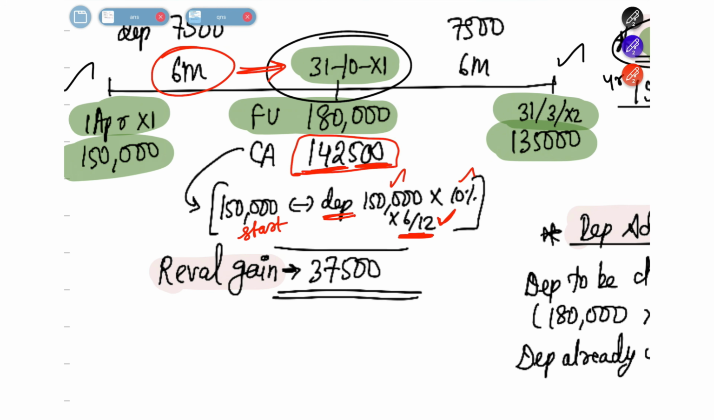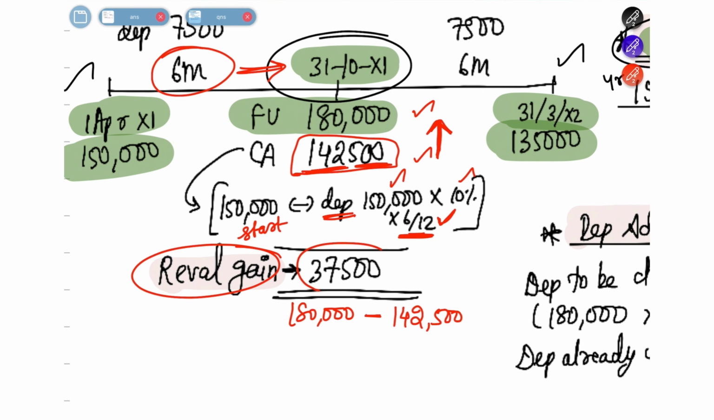Your carrying amount is 1,42,500, but your fair value is 1,80,000, which means it is more than your carrying value. So if your fair value is more than your carrying value, it is going to result in a revaluation gain. So how much is the revaluation gain? 1,80,000 is your fair value, 1,42,500 is your carrying value, which means 37,500 is your revaluation gain. I hope you have understood this.